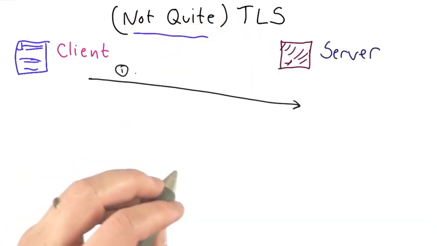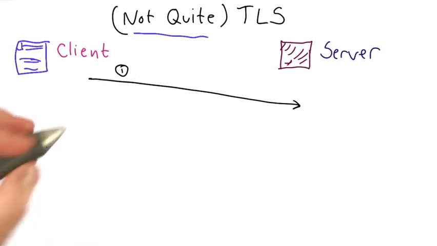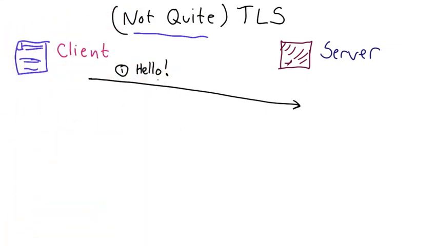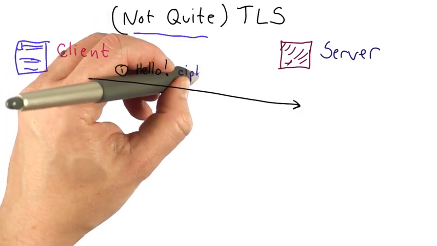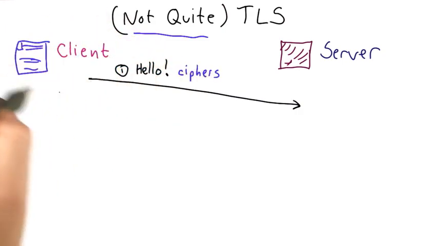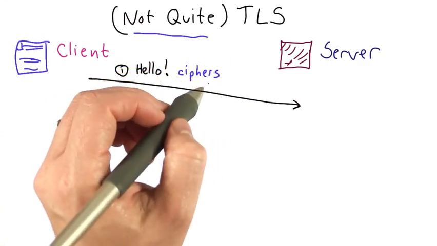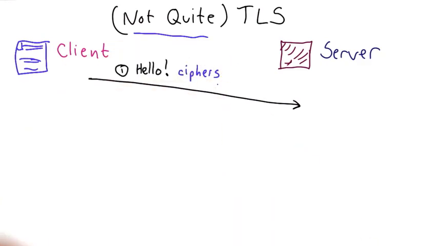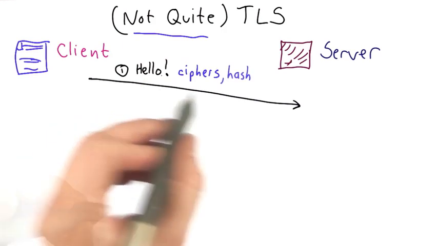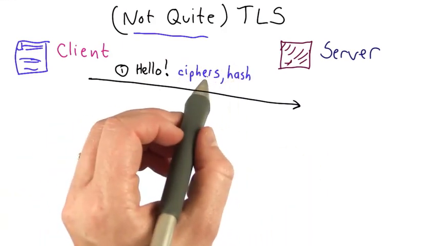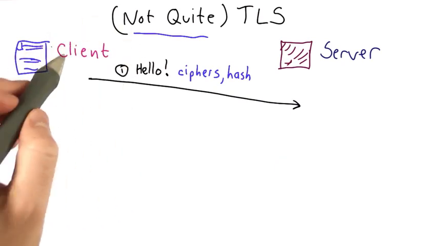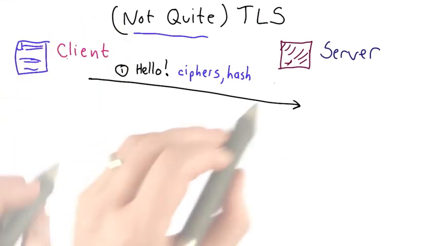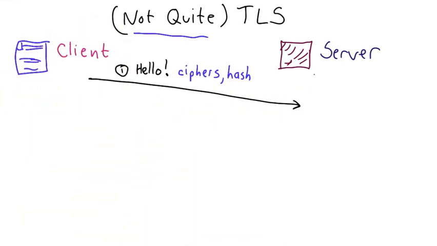So here's our client, which is typically a web browser, and our server, which is the web server. The first step in the protocol is the client connects to the server, sending a message hello without the exclamation point. It also sends information about what ciphers it is able to use. Different versions of browsers will have different ciphers implemented. The server and the client need to agree on a particular cipher. The client will also send a list of the ciphers and the hash functions that it has implemented. It's up to the client and the server to agree on the one to use.